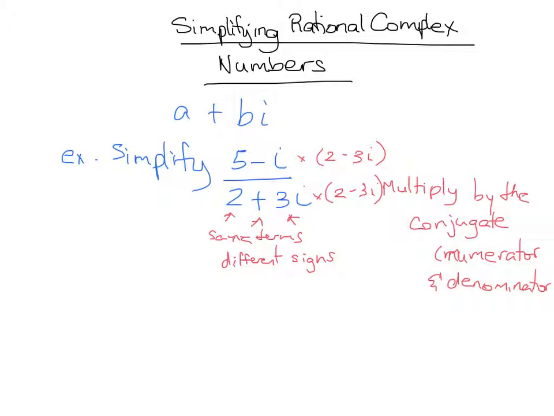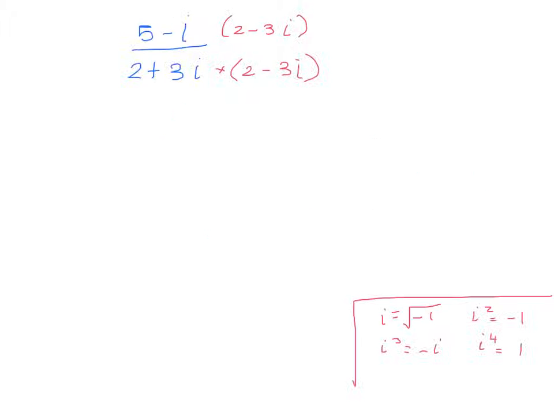Alright, so let's see it done on the other page. Let's clean this up so we have space to work. Okay, now we have more space here, and by now you should remember that i is the square root of -1, i squared is -1, i to the third is -i, and i to the fourth is 1. These are things you should know. If you don't know them yet, you should memorize them.